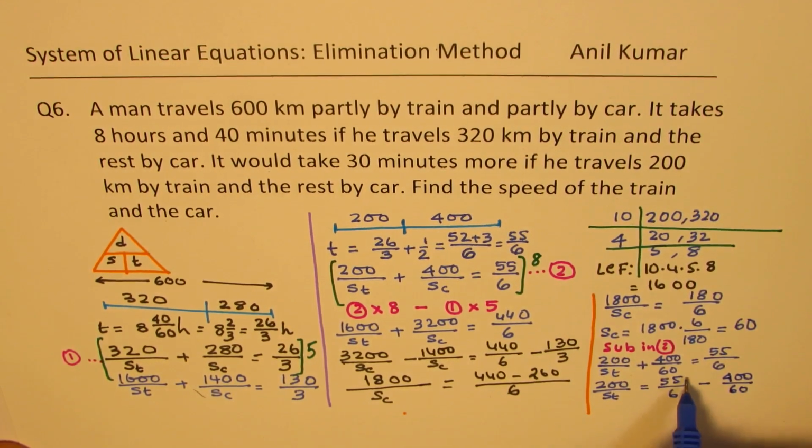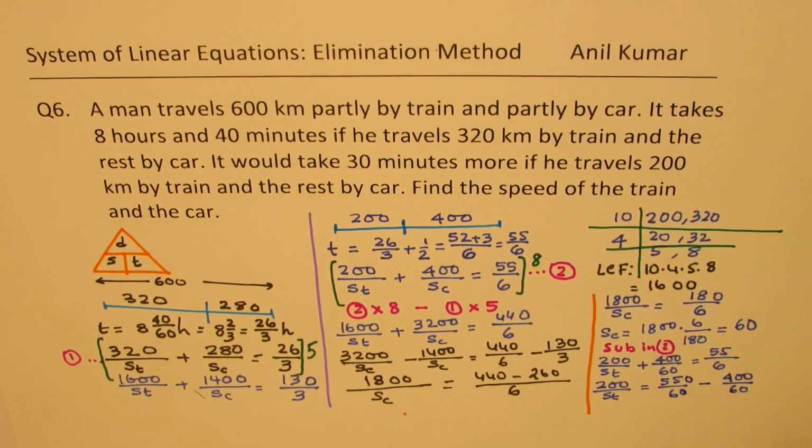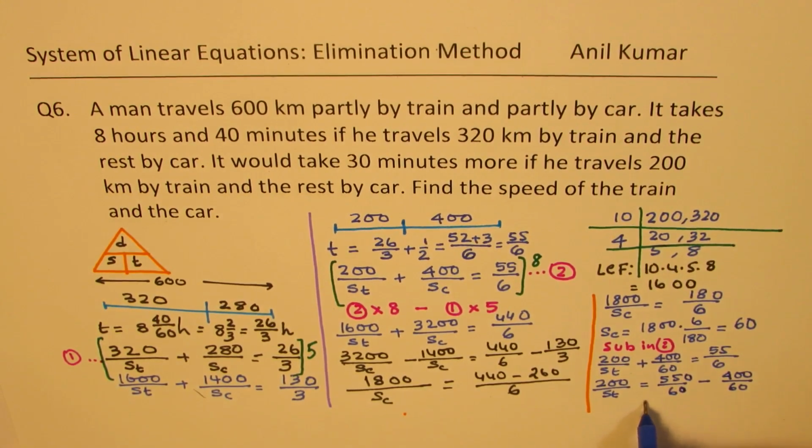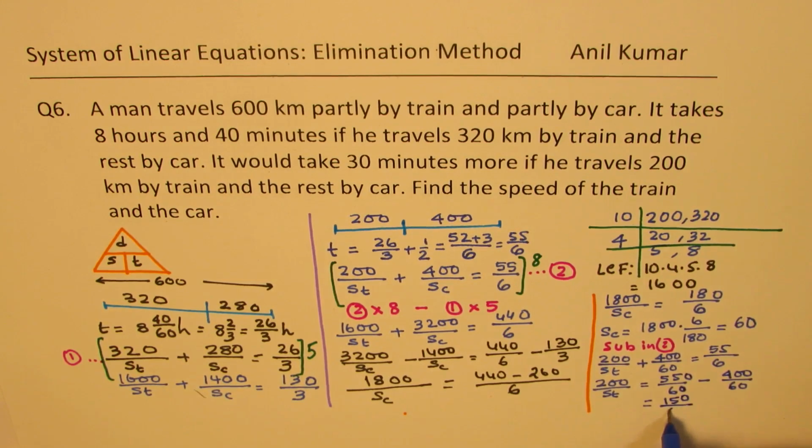Now to make it 60, we'll multiply with 10 in both numerator and denominator. So we get a common term here, right? So now it's easier to simplify. 550 minus 400 is 150, right? So what we get here is 150 over 60 is 200 over speed of train.